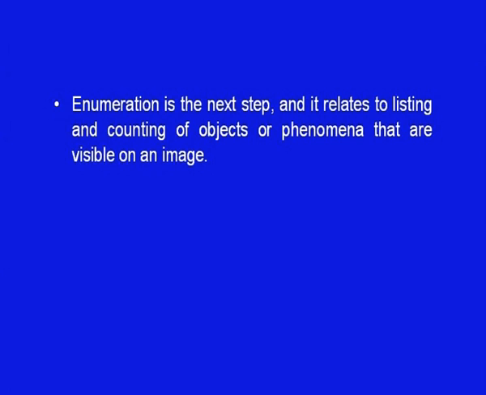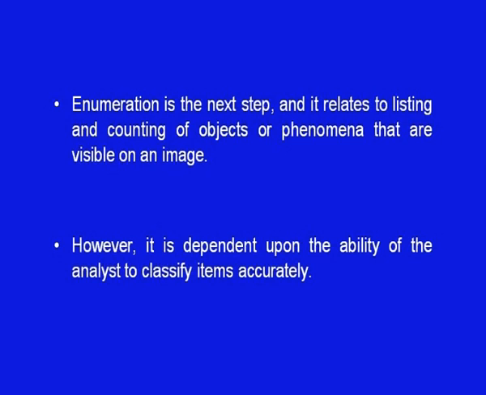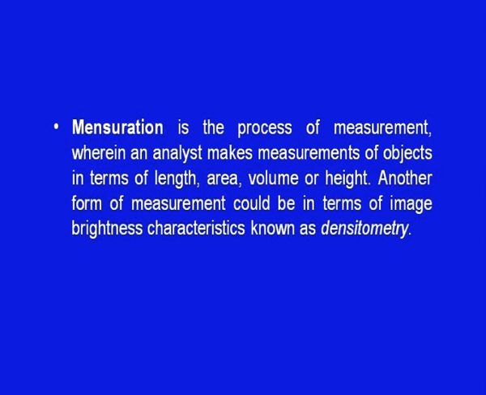Enumeration is the next step, and it relates to the listing and counting of objects or phenomena that are visible on the image. However, it is dependent upon the ability of the analyst to classify items accurately. Mensuration is the process of measurement, wherein an analyst makes measurements of the objects in terms of length, area, volume, or height. Another form of measurement could be in terms of image brightness characteristic, known as densitometry.